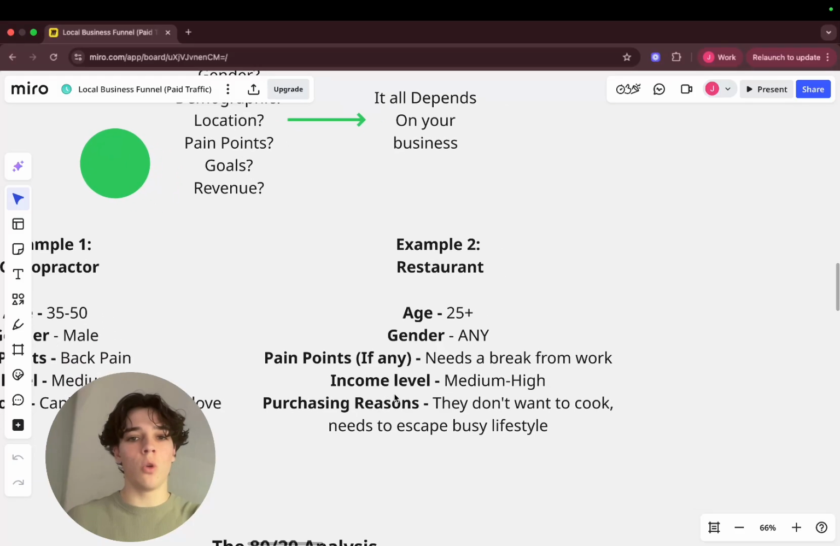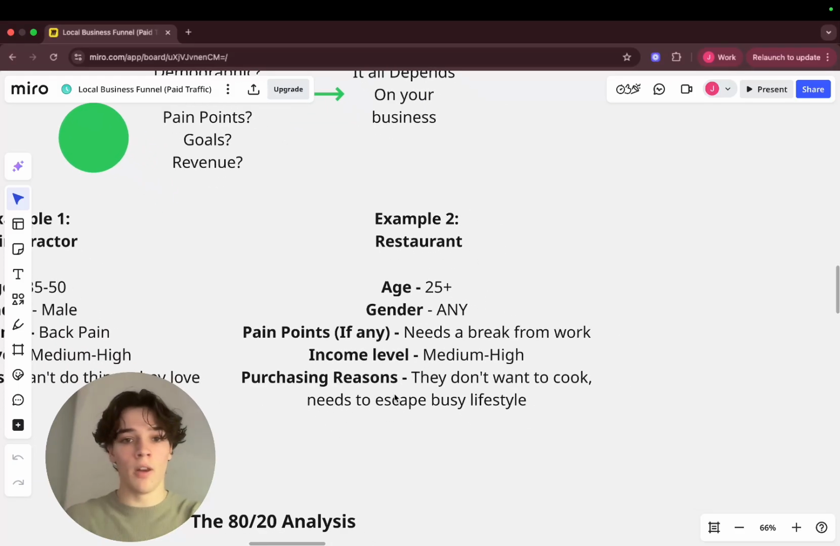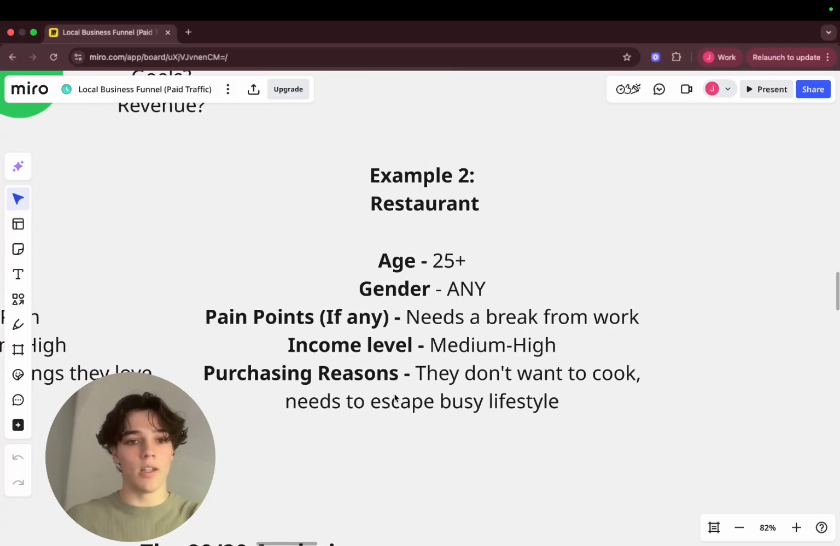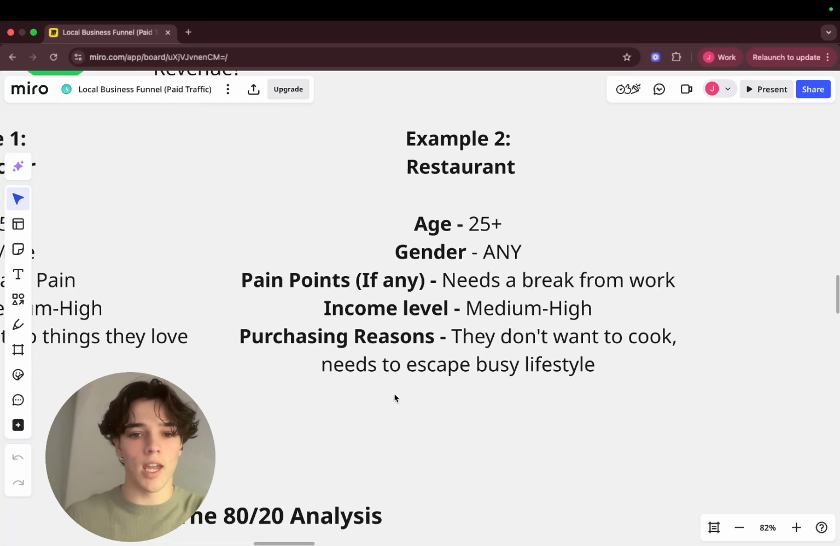And for example two, a restaurant, which is going to be completely different. It might be 25 plus, gender doesn't matter. And pain points, if any, because it's a restaurant, they might just need a break from work. Then maybe they just don't want to cook. And income level, medium to high, depending on if it's a fancy restaurant or not. And the purchasing reasons, just they don't want to cook and they need to escape a busy lifestyle.